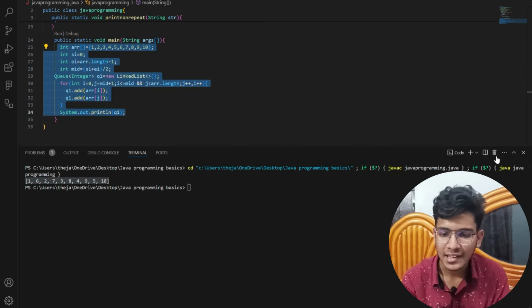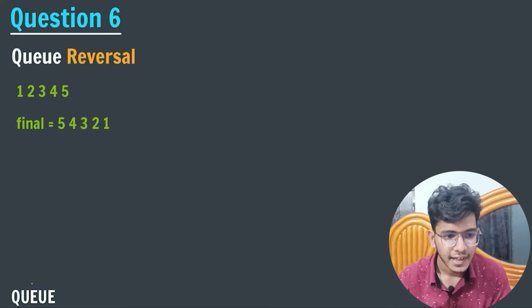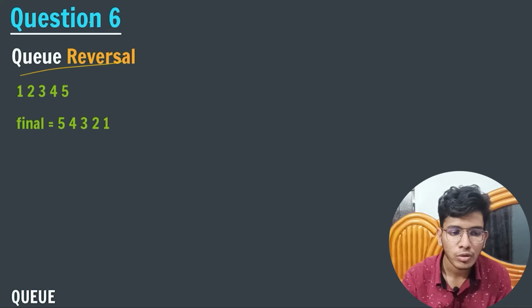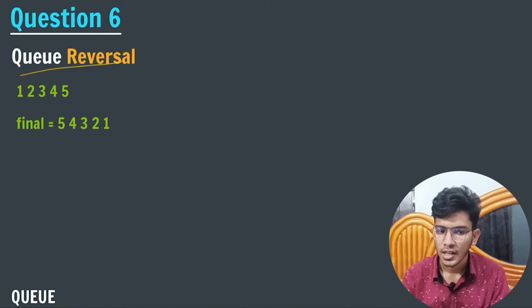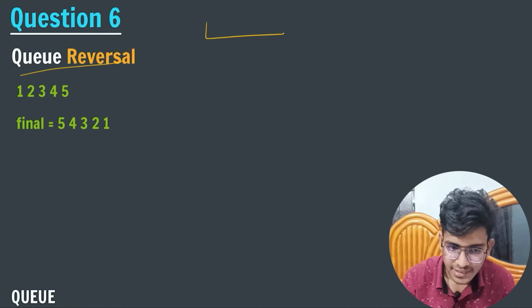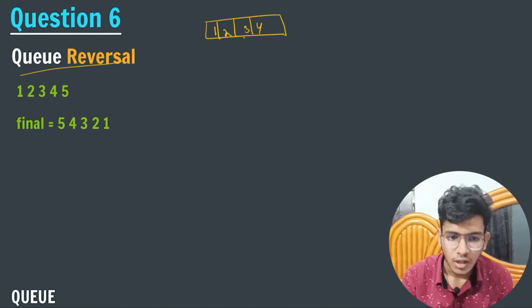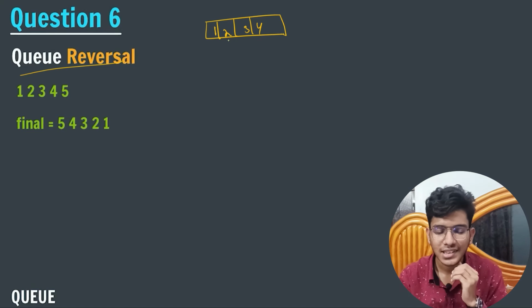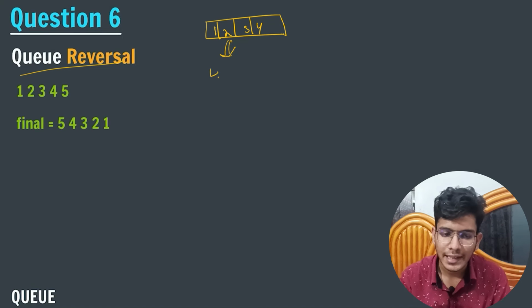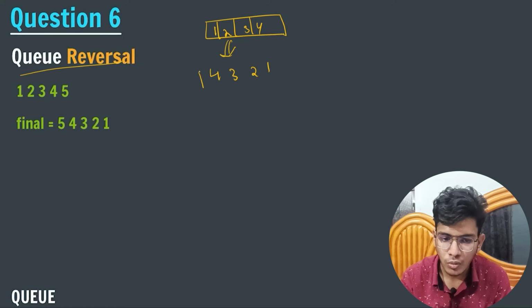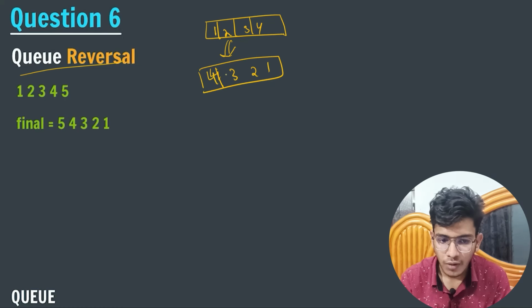Now let us talk about another simple question. In the given question, we have to reverse a given queue. Now let us consider that this is my given queue, 1 2 3 4, right? In this question, it is asking that after running my given program, my queue should look like this, 4 3 2 1, right? My queue, after running my program, should become like this.